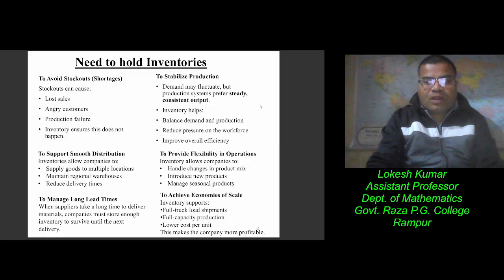To achieve economies of scale, inventory supports full truckload shipments, full capacity production, lower cost per unit. This makes the company more profitable.